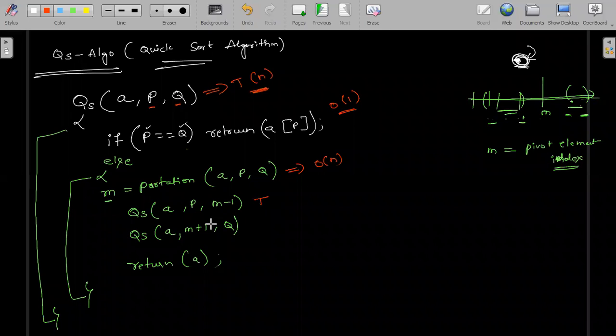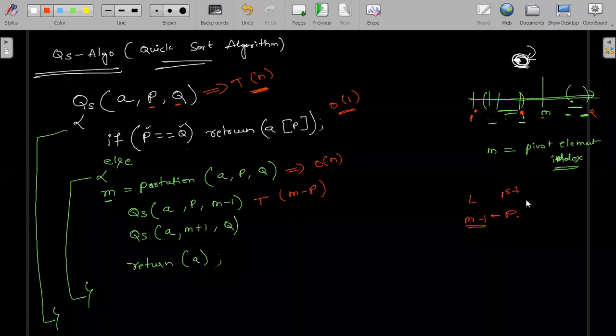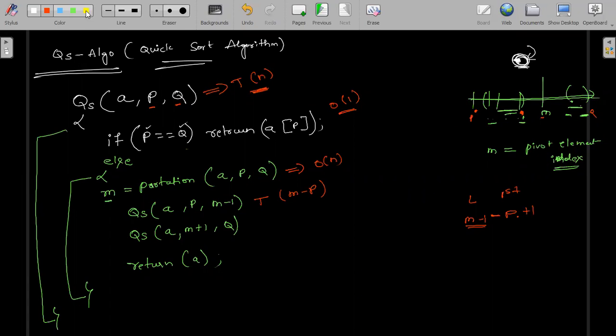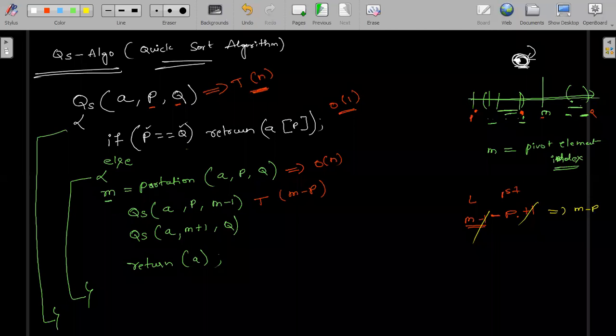How much time will this take to execute? That is T of m minus p. You may ask me, sir, how did you get this? Very simple. In the array, you do like this: m minus 1 is the last, minus p plus 1, where p is the first. If it is p and q, and m is here, minus 1 means up to here it will come. That's why I wrote m minus 1, minus p, which is the first. So last minus first plus 1. Clear? Minus 1 and plus 1 cancel. What you finally get is m minus p. That is the total.